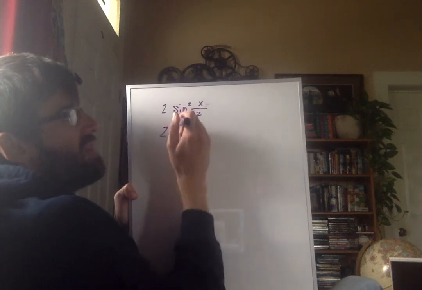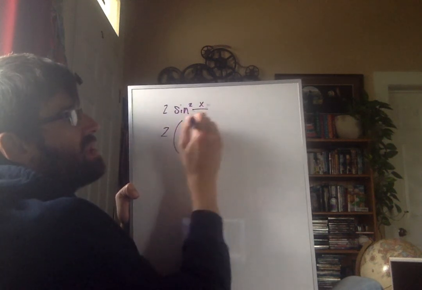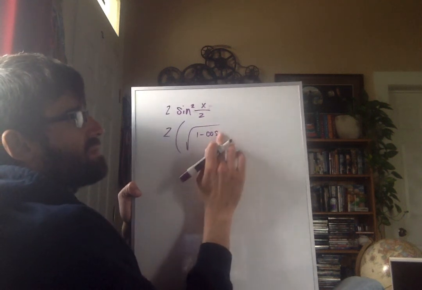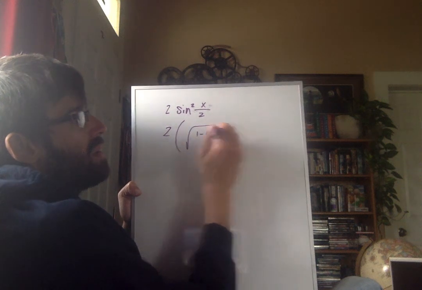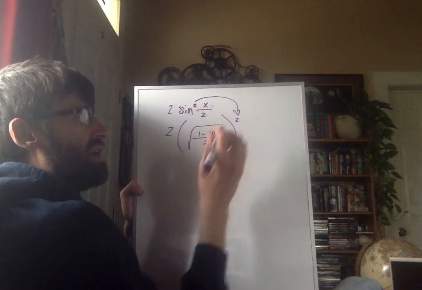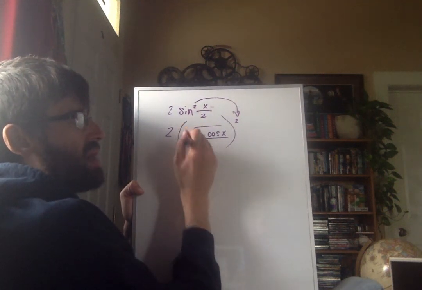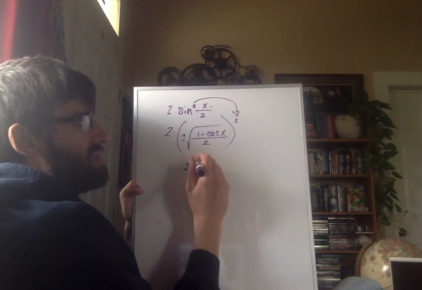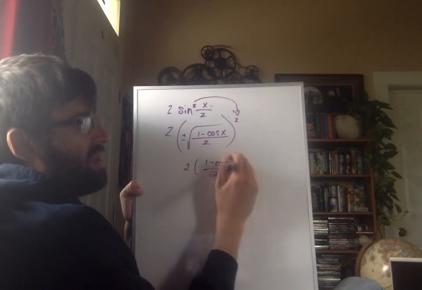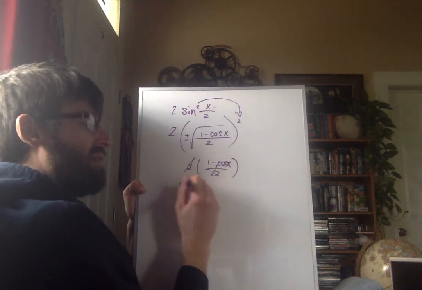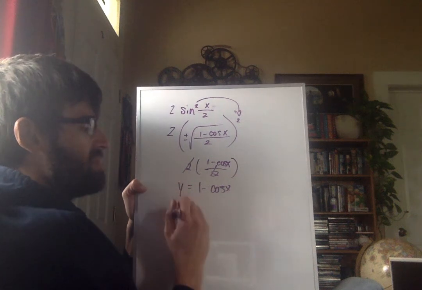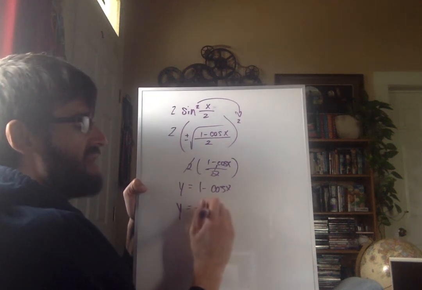What I'm going to do is, if I do that, and then I put the sine formula, square root of 1 minus the cosine of A, or x over 2, and I square it because this square is here, that's going to cancel this square root out. So I'm going to have 2 times 1 minus cosine of x over 2. Those 2's are going to cancel out. I'm going to have y equals 1 minus the cosine of x. And then I'm just going to do ABC, amplitude, period, phase shift, vertical shift with that.